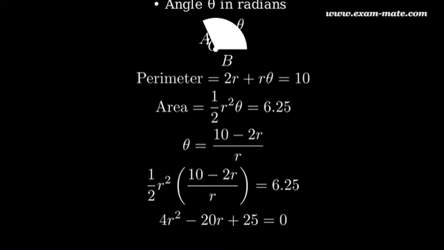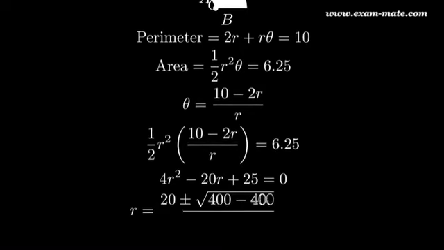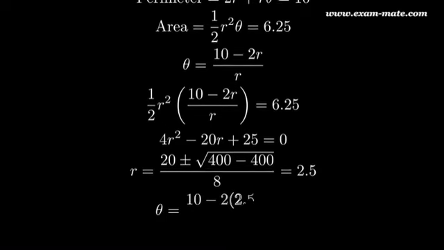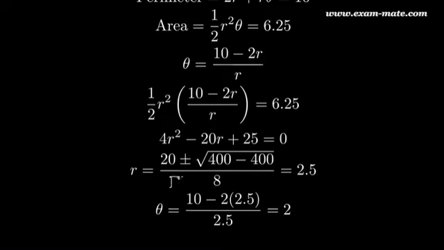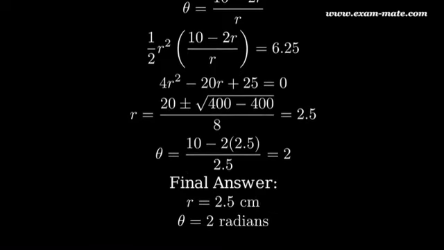This is a quadratic equation. Using the quadratic formula, we can solve for r. The only positive solution is r equals 2.5 centimeters. Finally, we can substitute our r equals 2.5 back into our equation for theta. This gives us theta equals 2 radians. Therefore, our final answer is that r equals 2.5 centimeters and theta equals 2 radians.